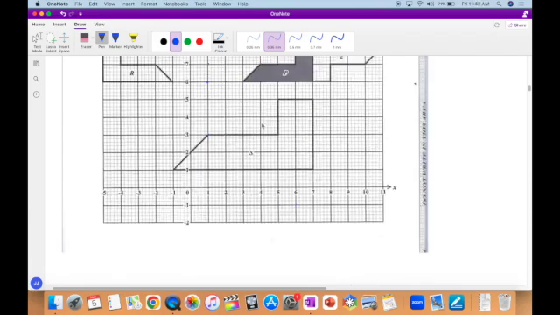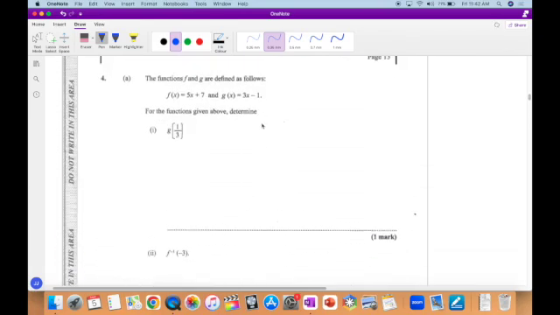All right, moving on. Number 4a, we're dealing with composite functions here. The functions f and g are defined as follows. f(x) is 5x plus 7 and g(x) is 3x minus 1. For the functions given, determine g of a third.